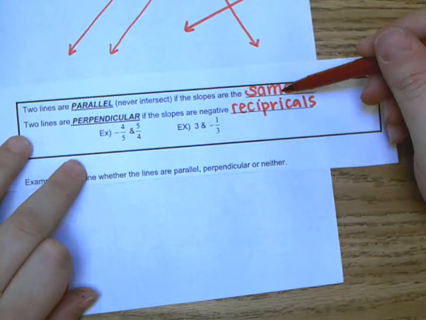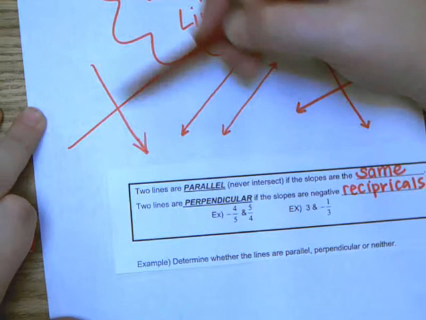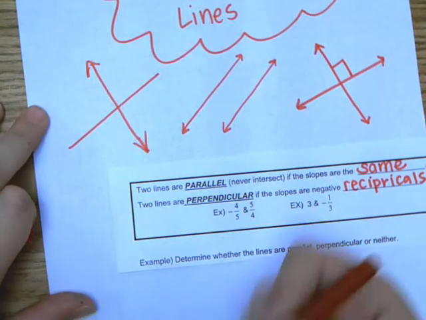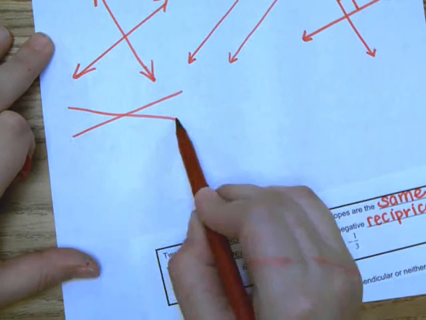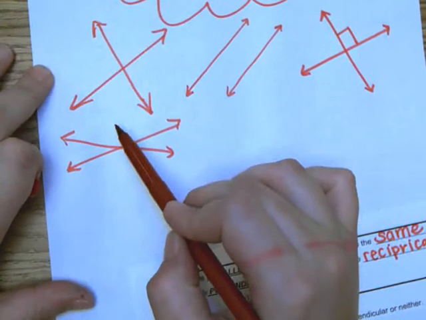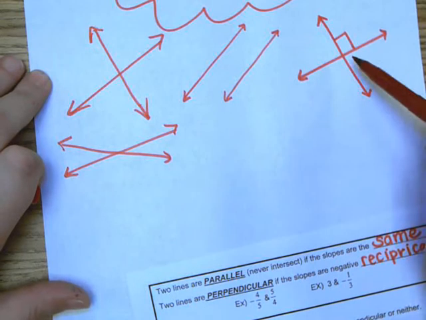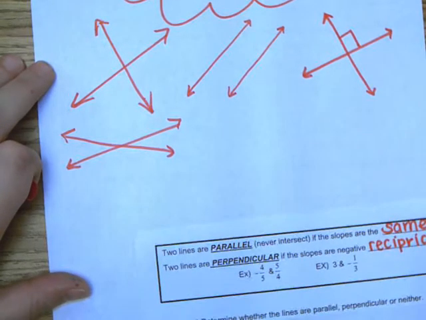If they are not the same or they're not reciprocals, then they're just intersecting lines like this. Just normal intersecting lines. Or like this. So you could either have intersecting lines, parallel lines, or perpendicular when you're graphing two lines on the same graph.